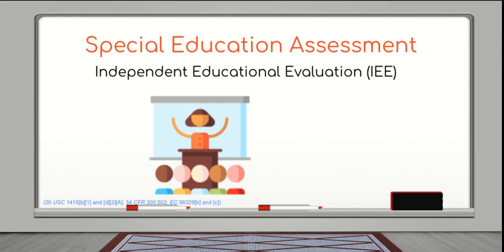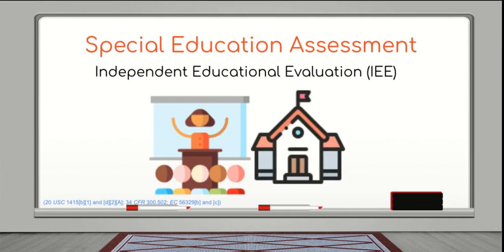If the district wants to move your child to a new school setting and an IEE is taking place, the individual completing the IEE must also be allowed to observe the proposed new school setting.